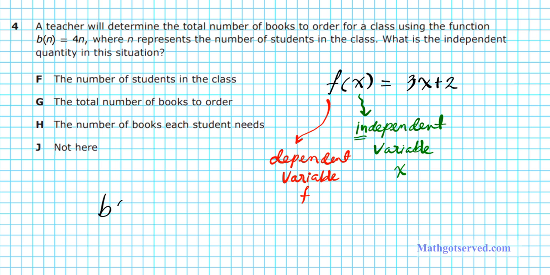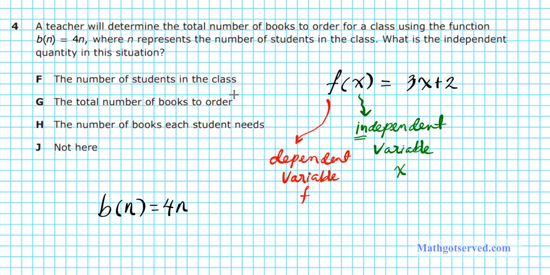So we have b of n equals 4n. We know that n represents the number of students in the class, and b of n is used to calculate the number of books. Okay, so b is the number of books. So which one is the independent variable?